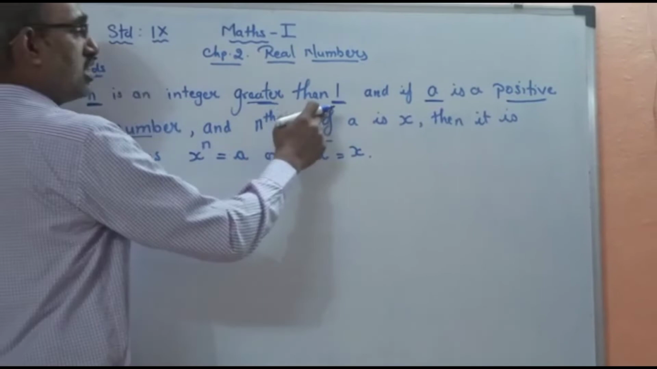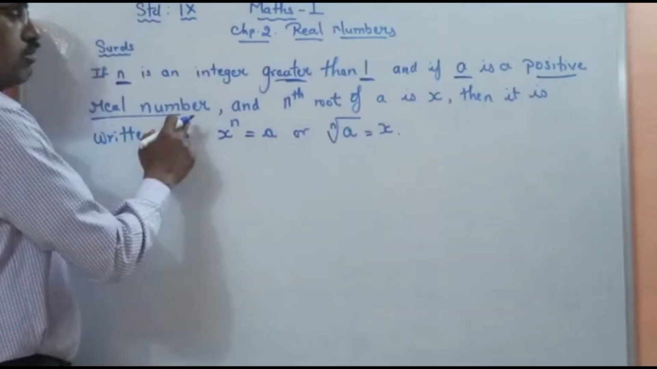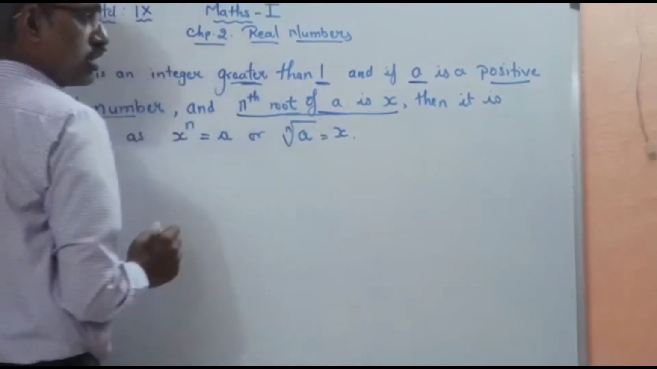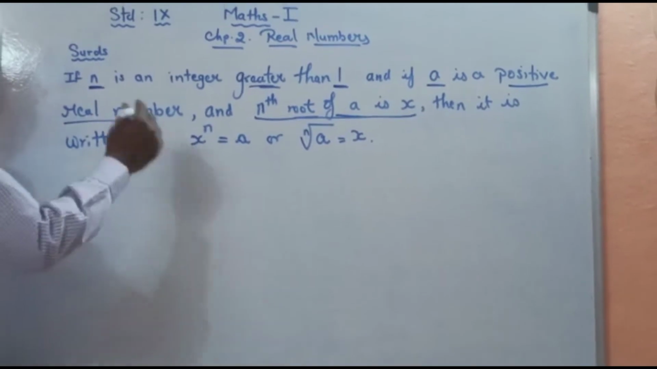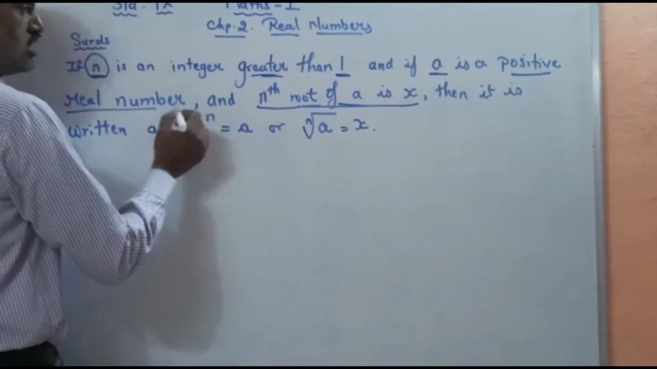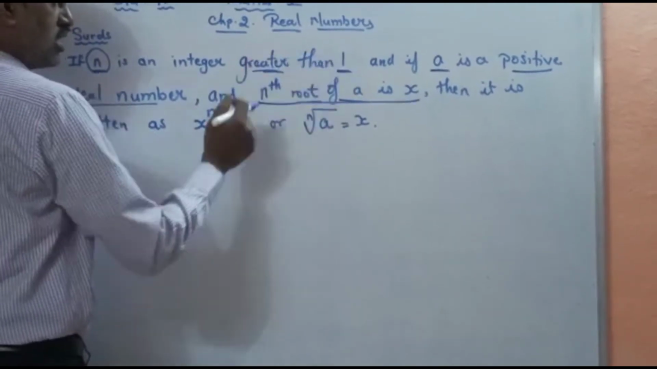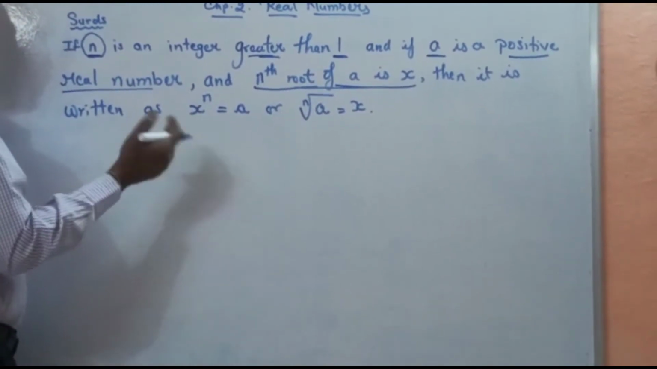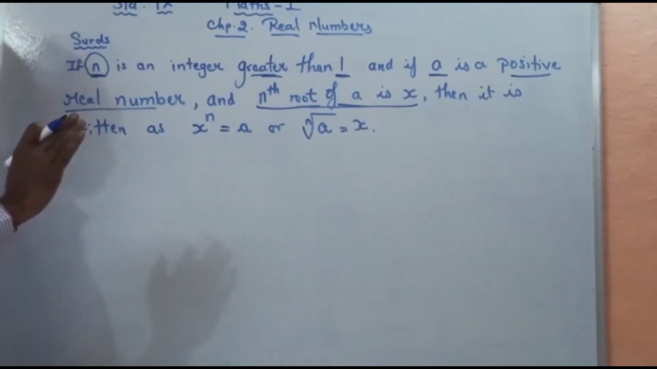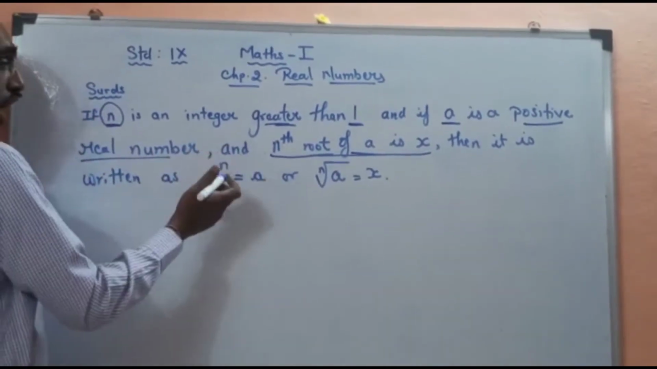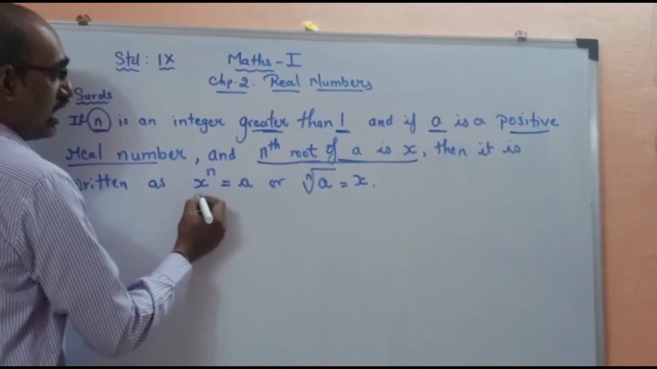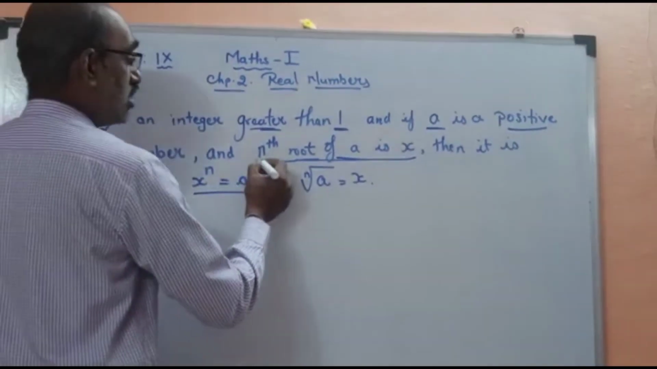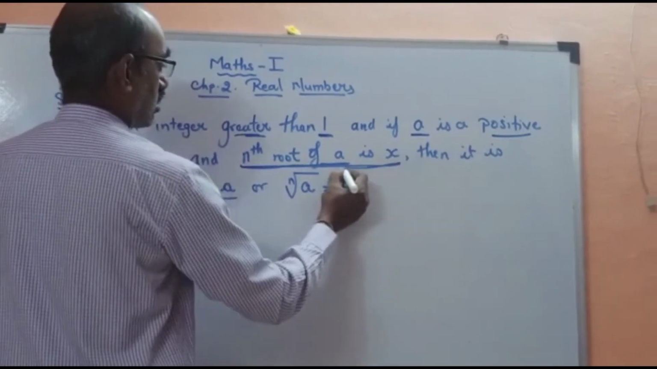If n is an integer greater than 1 and a is a positive real number, and the nth root of a is x, very important, then it is written as, now we have to find out where n is written. n is written over here. Where 1 is written, 1 is not written anywhere. a is over here, and a is a real number. All these things are important. So how is it written? x raised to the power of n equals a. That is, the nth root of a is x.